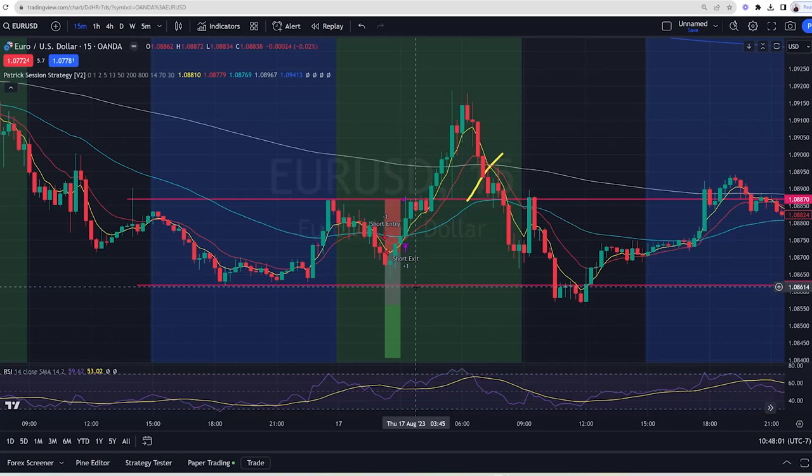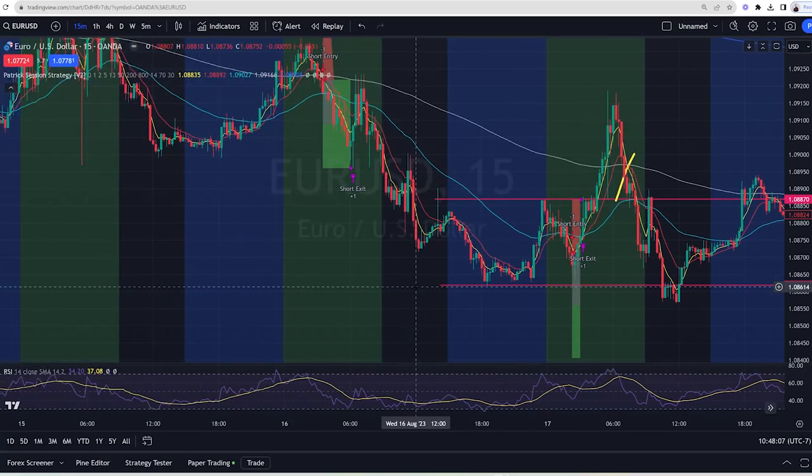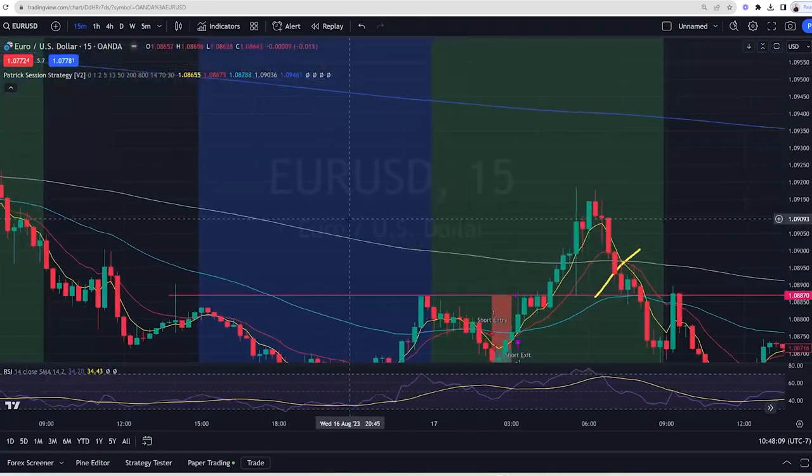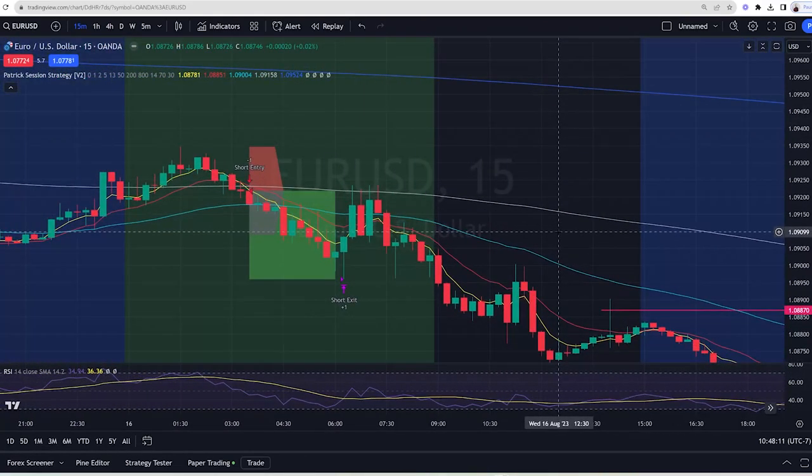Now, you can enter a trade inside of the range. You want to see price exit the range, and then you can enter. Let's look at this example. Just scrolling back. Again, all at random.